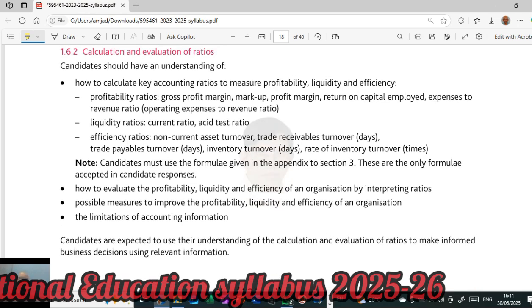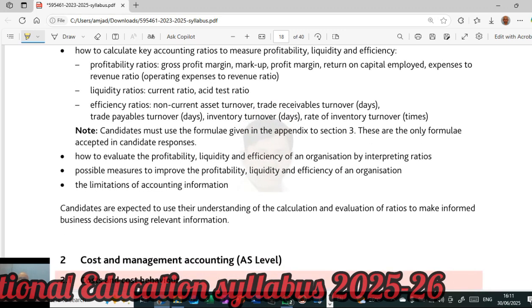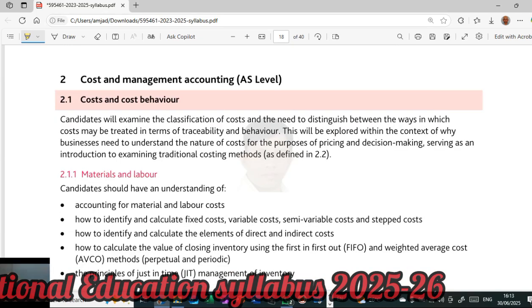Then there is one more subpart known as cost and management accounting, which we'll be discussing. So, dear students, another part in AS level: cost and management accounting. Herein you will be discussing cost and management accounting related concepts.